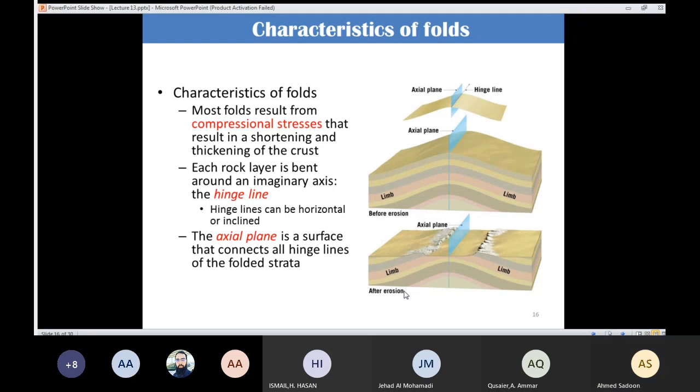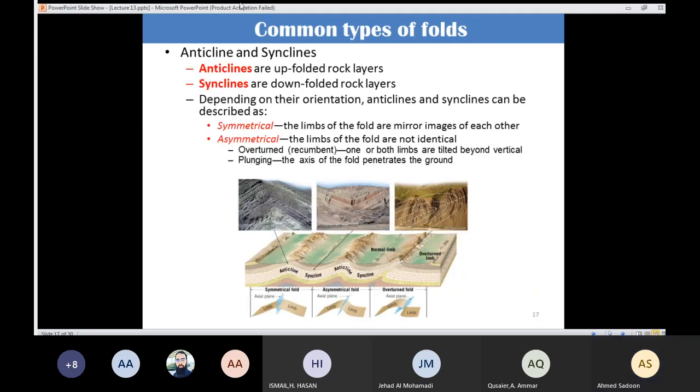And we have features or types of the folds. If the layers are going to be like that in a wave shape, we are going to call the upfolded layer. Here we have upfolded layer, and here we have downfolded layer. The upfolded layer, we are going to call it anticlines. So anticlines refer to the upfolded rock layers, like this one.